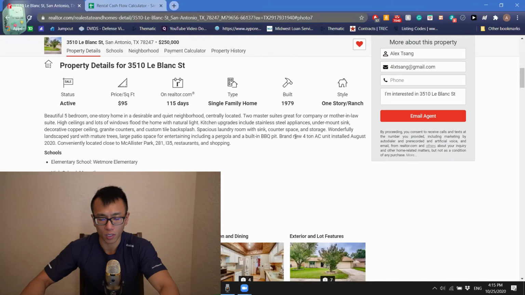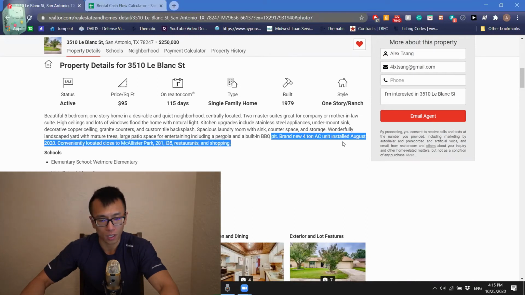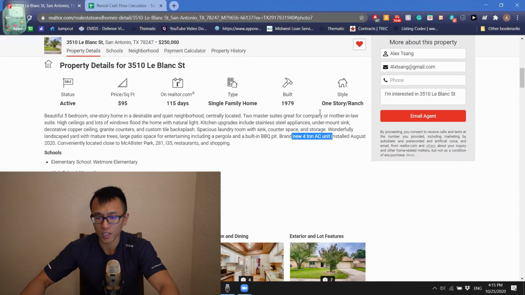Usually it describes what you already know, but with probably more information than you can get from just the title. Okay, bam. See, this brand new 4-ton AC unit, what does that mean? I'm not smart enough in real estate and home hardware goods and stuff like that. So I need to understand what the heck a 4-ton AC unit is. Does that mean it is central AC? Because 4 tons sounds like a lot.